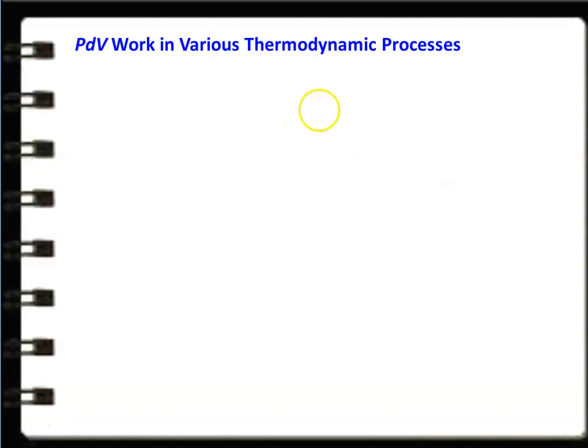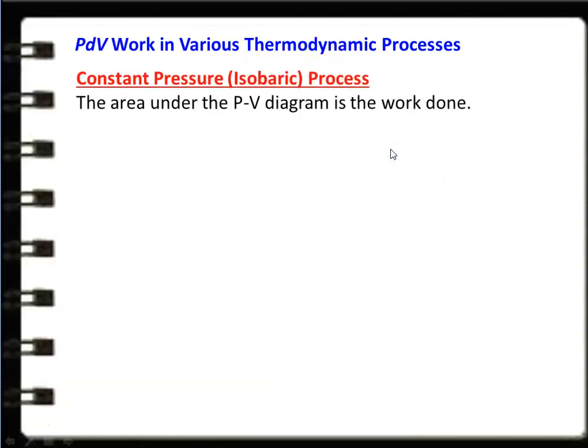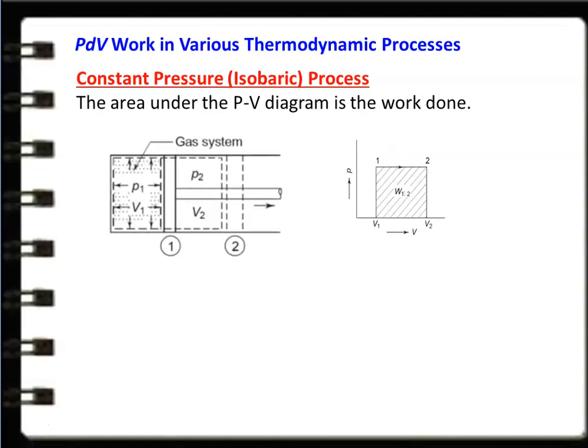And we derive the PdV work for various thermodynamic processes. The first is the constant pressure process, or isobaric process. We take the piston cylinder arrangement. The piston is initially at the point 1, where the pressure is P1 and volume is V1. The piston is moving towards the right side, expanding, and it reaches the point 2 after the expansion, where the pressure is P2 and volume is V2.